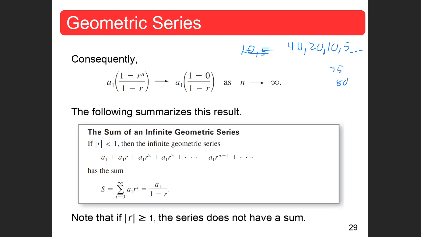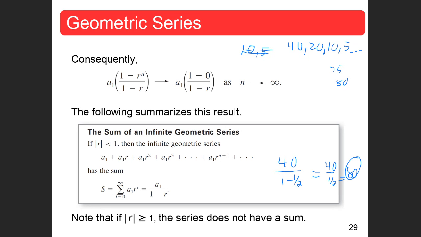So this formula tells me that if I take the first term over 1 minus r, where my r value was 1/2, wasn't it? 1 minus 1/2 is 1/2, so this is 40 over 1/2, which is 80. The sum of all these numbers added together, an infinite number of them, would add up to 80.